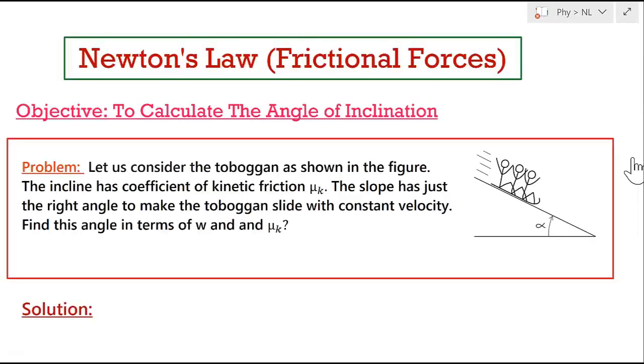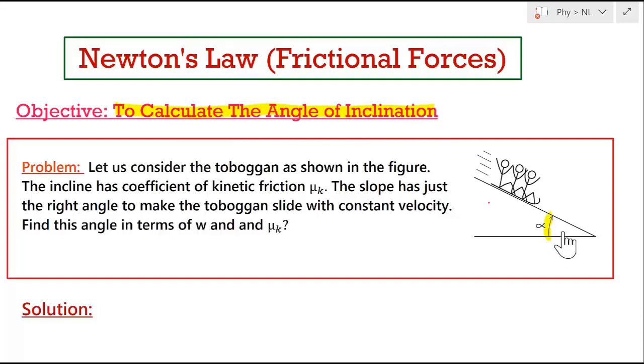Hello friends. In one of the previous videos we have seen how to apply Newton's law on an inclined plane when the friction is absent. Now in this video we will see how to write the equation of motion when there is friction on the inclined surface. And this we will illustrate using a problem. So the objective of this session is to calculate the angle of inclination. In other words, what is this angle alpha for the given problem?